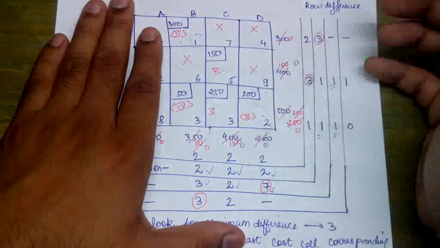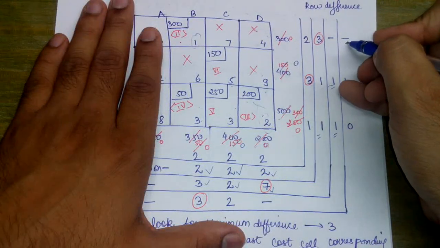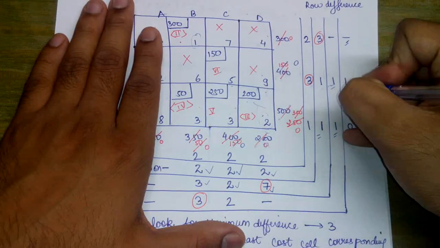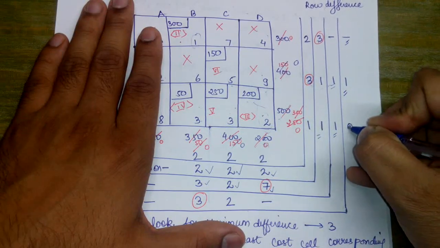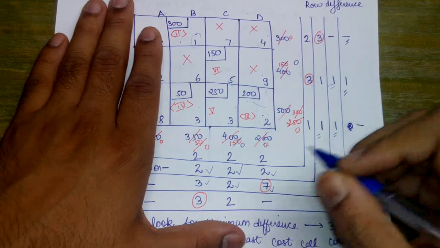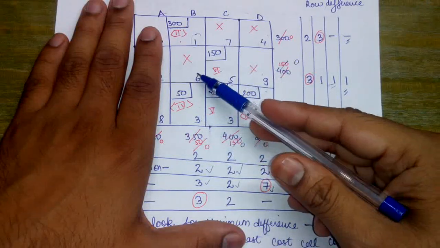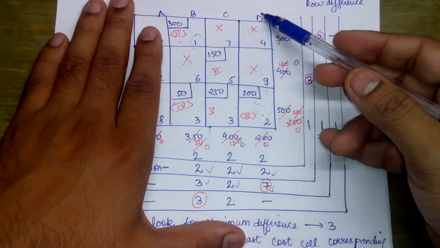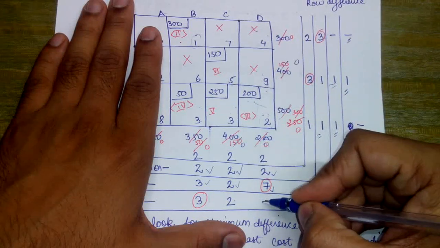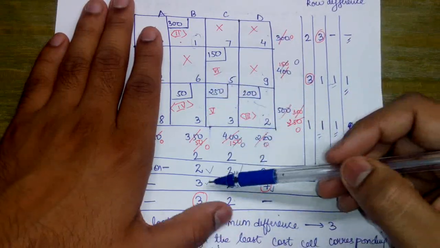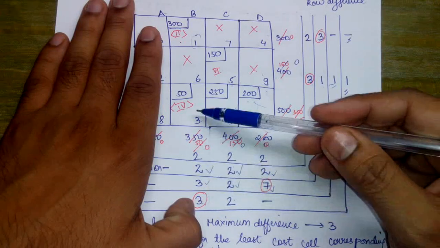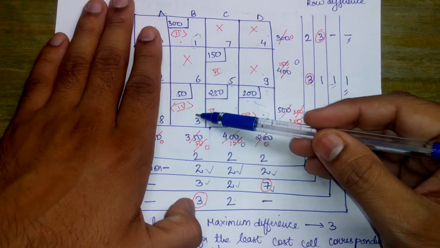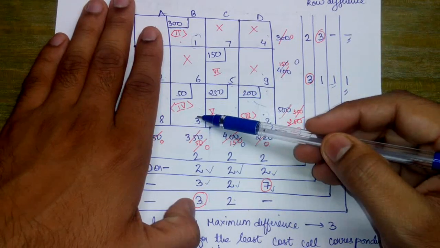Now again we will find out the row difference and the column difference. Here we will still get a dash, here it is 1, actually 0 is wrong, we should write dash. For this particular column it becomes 6 minus 3, that is 3, 5 minus 3, that is 2, and since this column is exhausted, the difference will be dash. Now the largest difference is 3, and corresponding to 3 the least value is 3. So we will allocate next here.